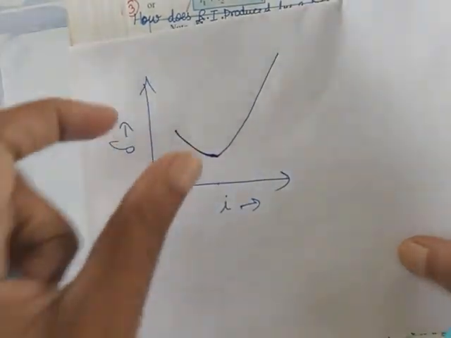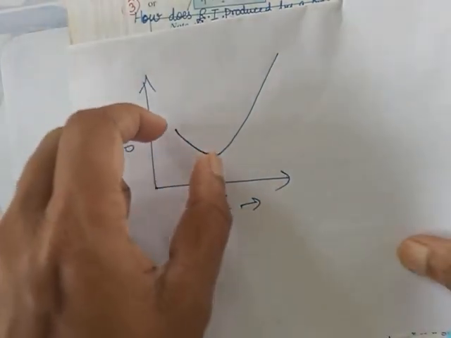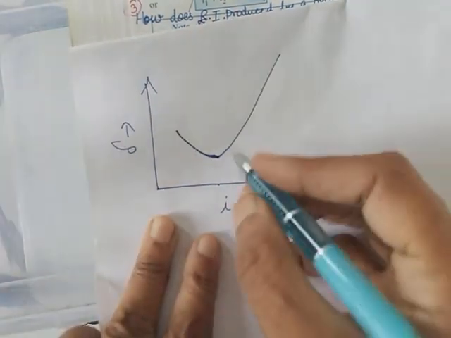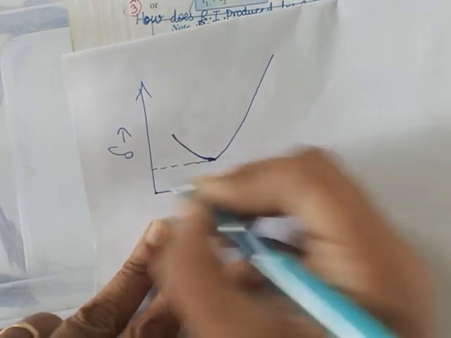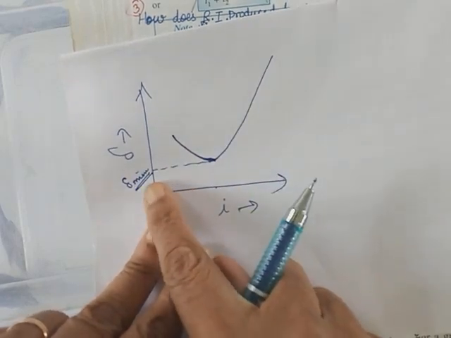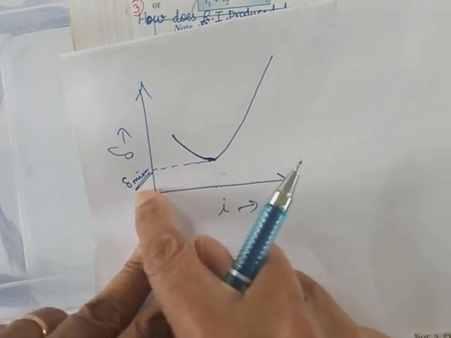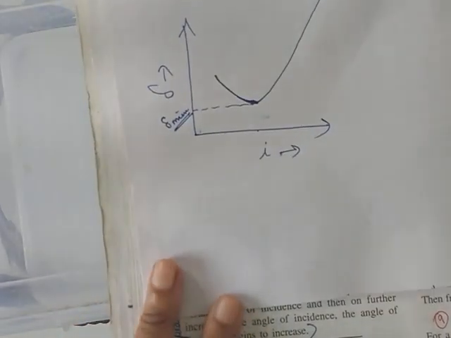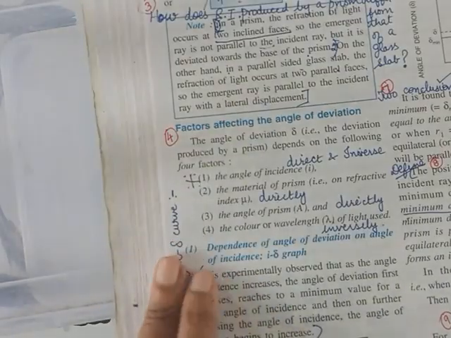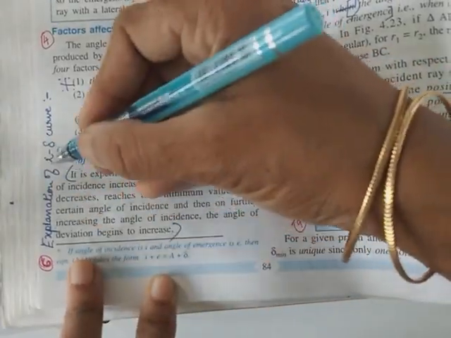Beyond this point, when angle of incidence increases, angle of deviation also starts increasing. Can you understand? So in this graph, the first part is inversely proportional and the rest is directly proportional. Here you mark it as del minimum. This is given a special name called angle of minimum deviation. This is the angle where the deviation will be minimum. This graph is very important. I tell children to remember it as the shape of U.